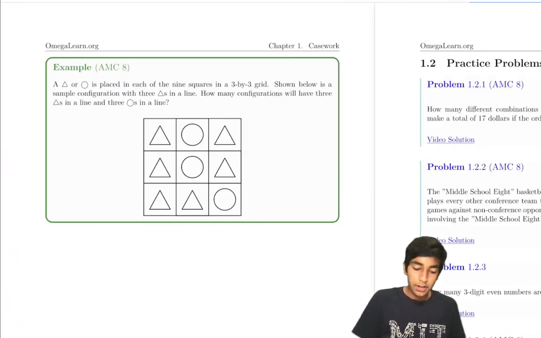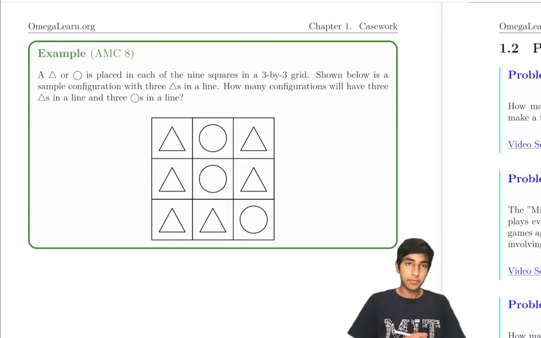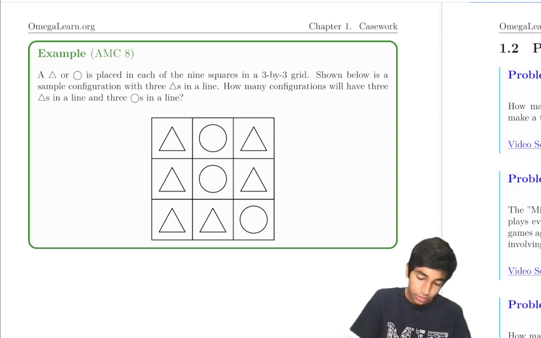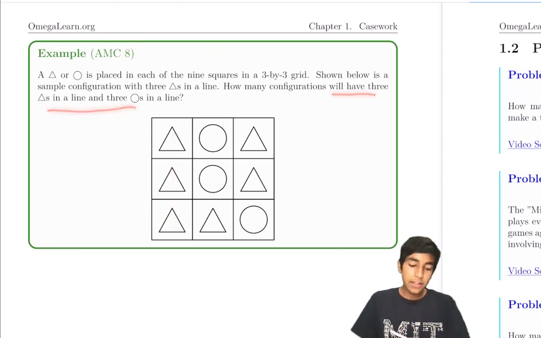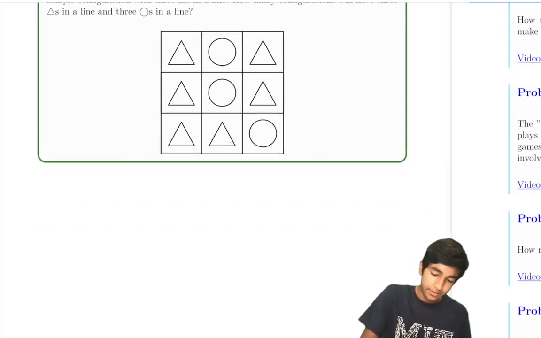Okay, now let's move on to this problem over here. A triangle or circle is placed in each of the 9 squares in a 3x3 grid. Shown below is the configuration with 3 triangles in a line. How many configurations will have 3 triangles and 3 circles in a line?